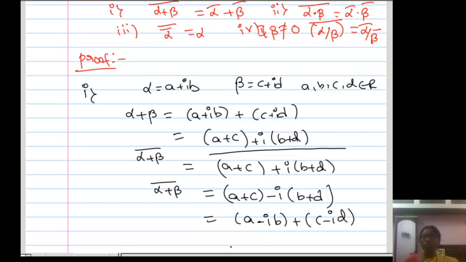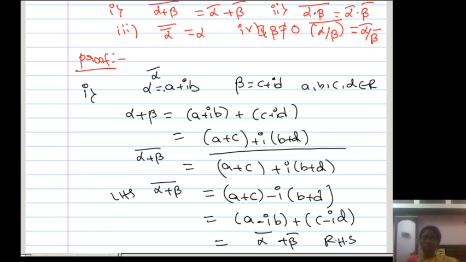So what happened if you simplify this step? You are getting the previous step. So the same thing I have written in this way. Both are same. Now tell me, what is the meaning of A minus iB? Alpha bar. What is C minus iD? Beta bar. If I take the LHS, I proved the RHS. The first point is completed. LHS is equal to RHS.